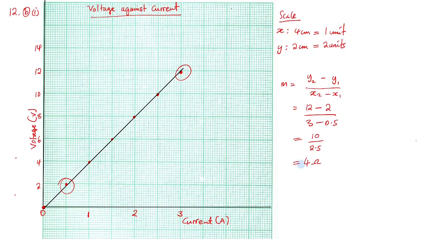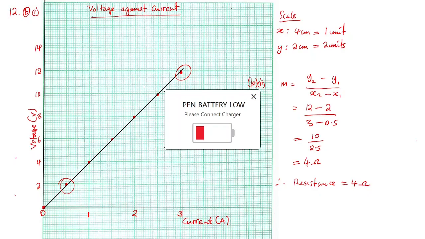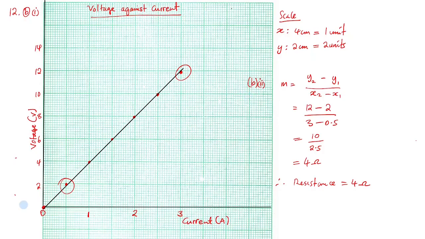So you are going to put this as B2. Therefore, resistance is going to be equal to 4 ohms, like that. Let me charge this one a little bit so that we'll get back. So let's continue.